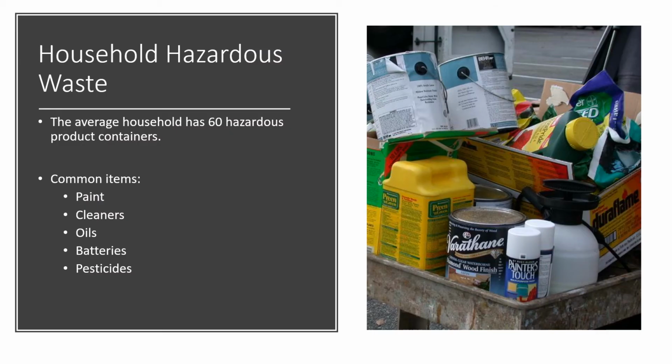To switch topics a little, remember when I said that households are not regulated? Well, that's true. They are not regulated under RCRA, but households can generate what's known as household hazardous waste. The average household has 60 hazardous product containers at their house at any given time. Common items are paint, some cleaners, some oils and batteries, as well as pesticides.